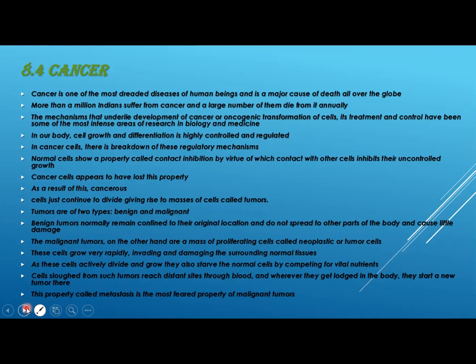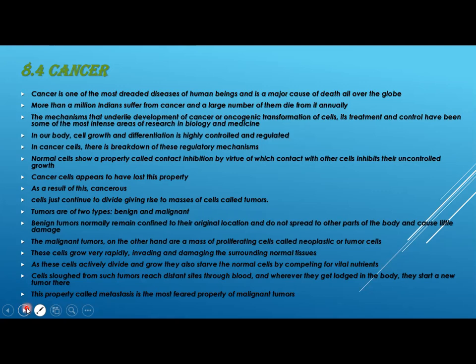In our body, cell growth and differentiation is highly controlled and regulated. In cancer cells, there is a breakdown of these regulatory mechanisms. Normal cells show a property called contact inhibition, by virtue of which contact with other cells inhibits their uncontrolled growth. Cancer cells appear to have lost this property. As a result of this, cancer cells just continue to divide, giving rise to masses of cells called tumors.